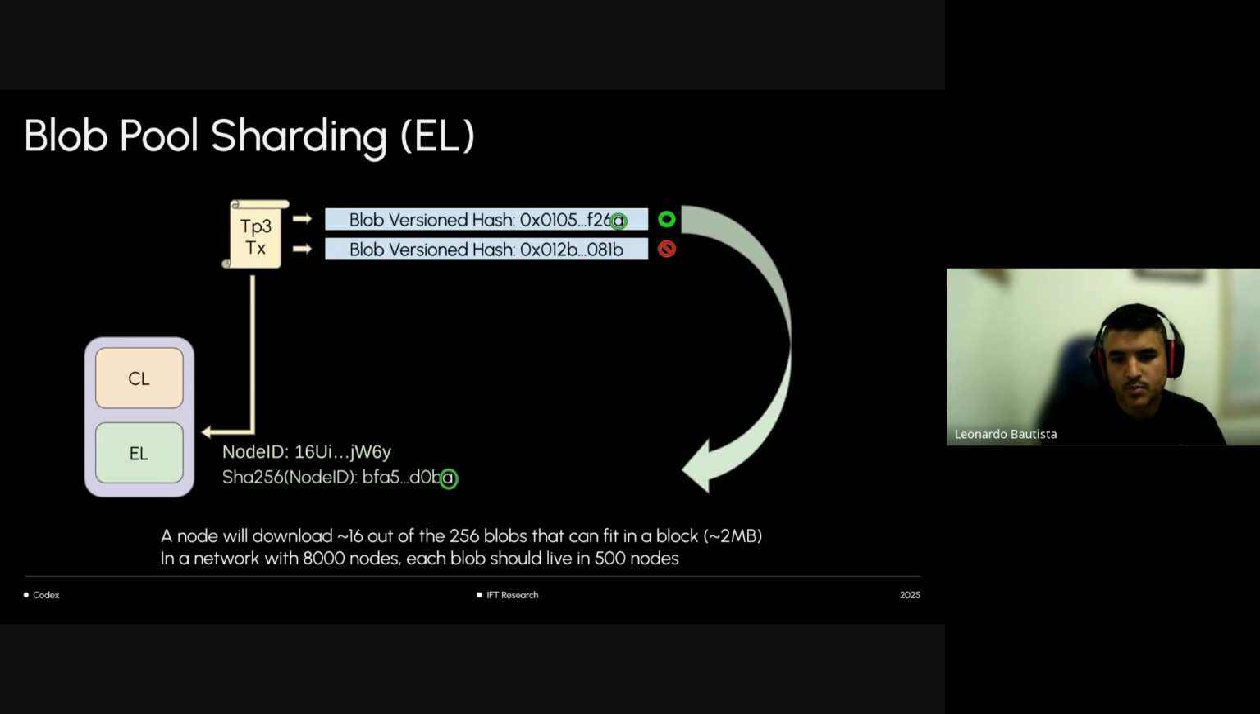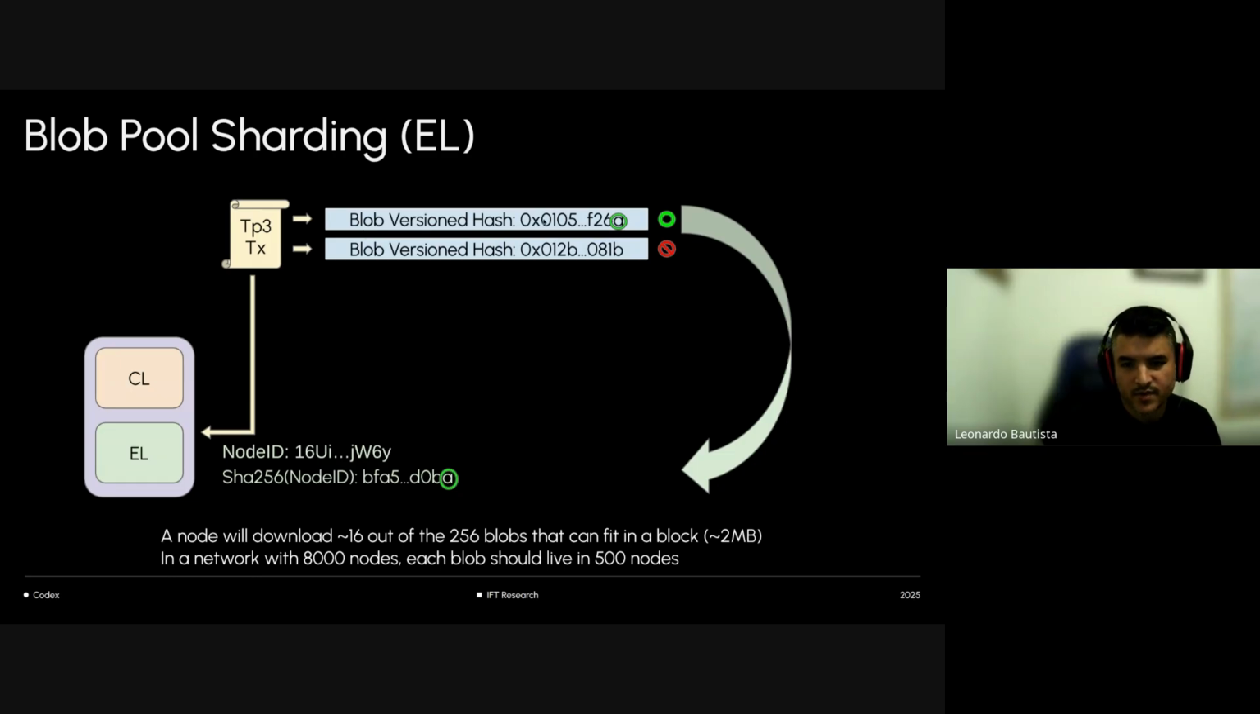And the way we are proposing to do it is to take the version hash of the blob and then compare that with the hash of the node ID. And if the last byte or half byte matches, then you download that blob. If not, then you don't download it. Okay, so here is an example. You have, for example, a type 3 transaction that is pointing to 2 blobs that you want to include in a block.